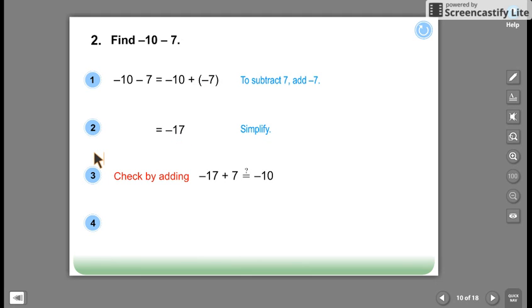And then again, you can check by adding. Does negative 17 plus 7 equal negative 10? And so since both sides are true, negative 17 plus 7 is negative 10, and negative 10 is negative 10, the answer is correct.